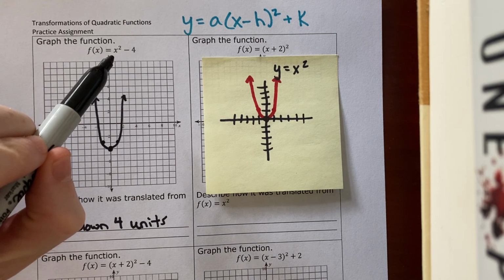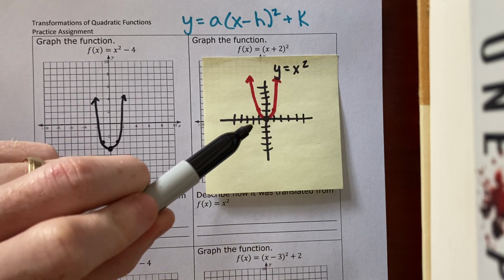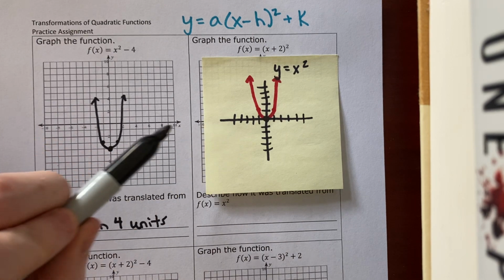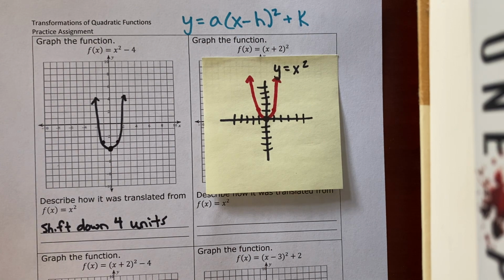All that happened from this equation, from my parent function, is that I went down 4 units. As you can see right here, it started at the origin. This one, I moved down 4 units. That's it. All right, next question.